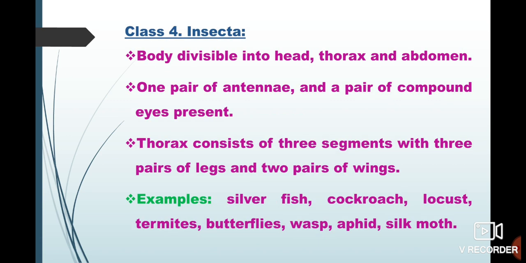Now the fourth class is class Insecta. Class Insecta is also known as Hexapoda. Their body is divisible into head, thorax, and abdomen. There is a pair of antennae and a pair of compound eyes also present. The thorax consists of three segments with three pairs of legs and usually two pairs of wings. Examples of insects are silverfish, cockroach, bedbug, locusts, termites, butterflies, rat fleas, beetles, wasp, aphid, silk moth, and so many other examples.